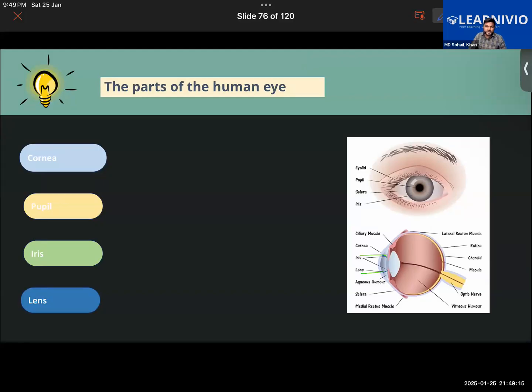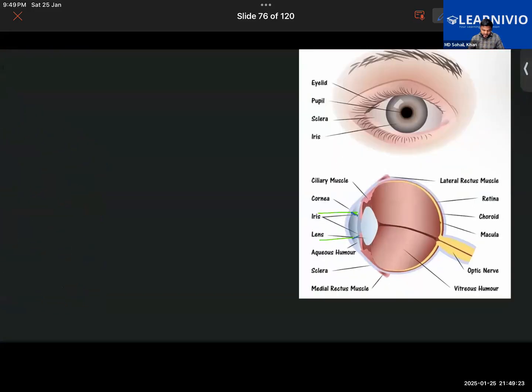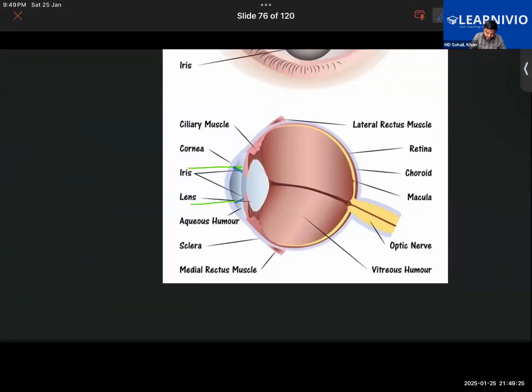Right after the cornea, the next part is the iris. The iris is the colored part of the eye that is surrounding the pupil. This colored part of the eye, this structure, is the iris. And this structure is responsible for controlling how much light would be entering the eye by adjusting its size.